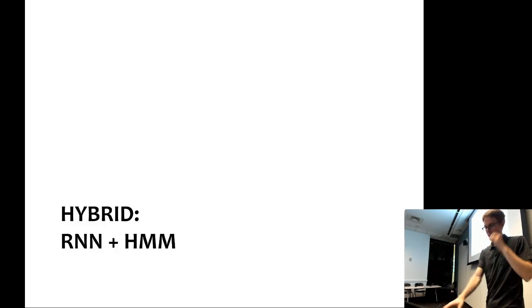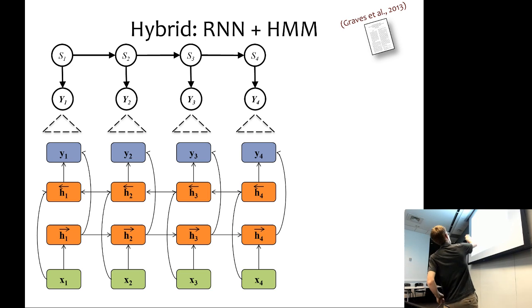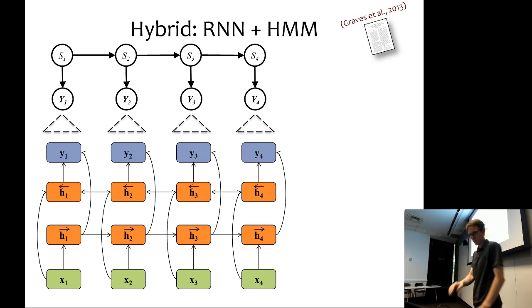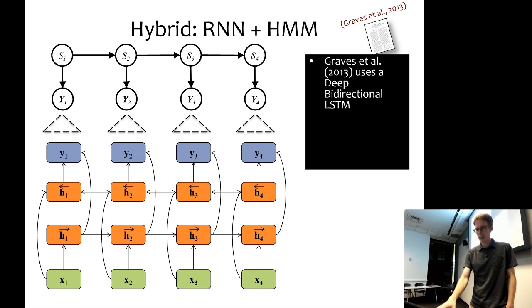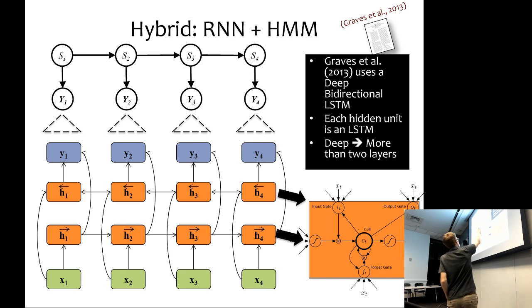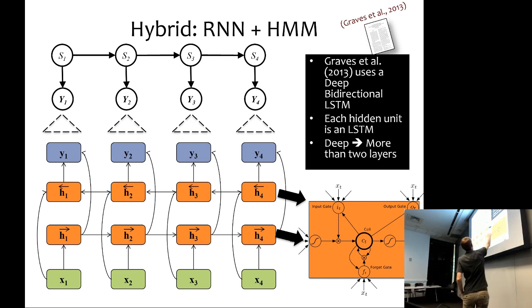Okay, so that was with a standard feed-forward neural network, but you could also imagine setting up almost exactly the same thing using an RNN and an HMM. There's this paper by Graves that uses a deep bidirectional LSTM, where each hidden unit is an LSTM cell. And it was deep, right? It was actually more than just 2 layers here.